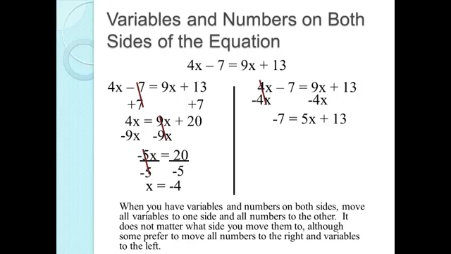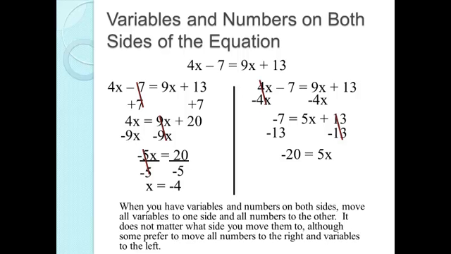Next, I would move the 13 to the other side by adding negative 13 to both sides. 13 and negative 13 cancel, and negative 7 plus negative 13 is negative 20. I now have the equation negative 20 equals 5x.